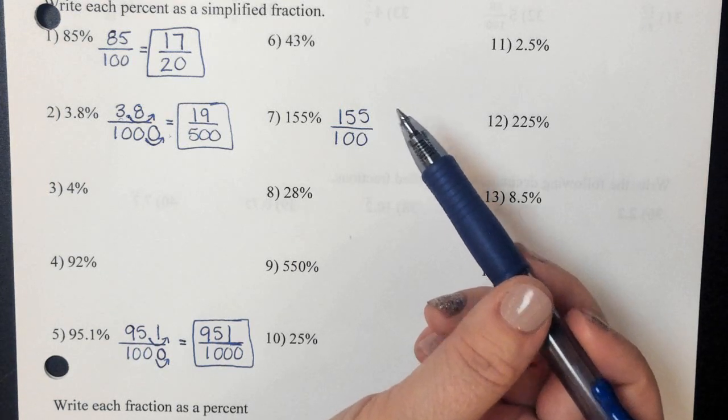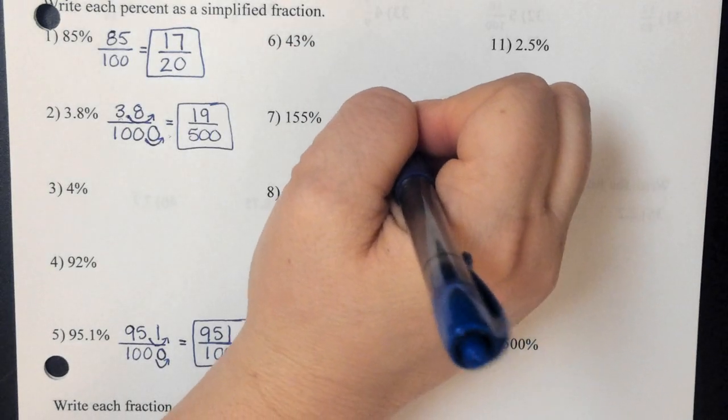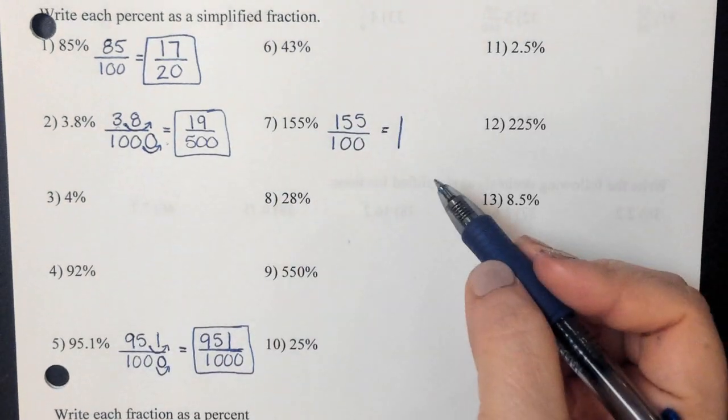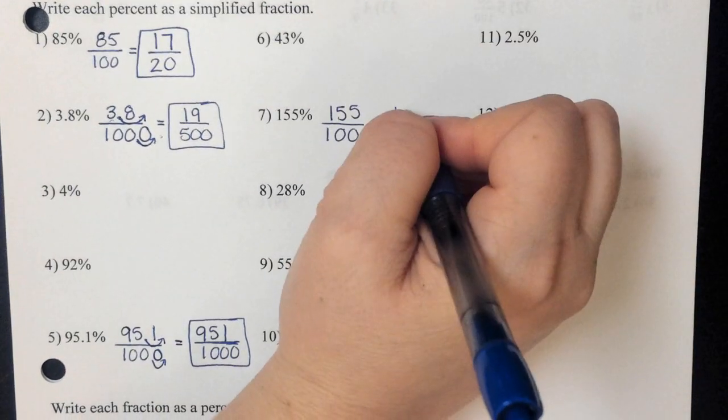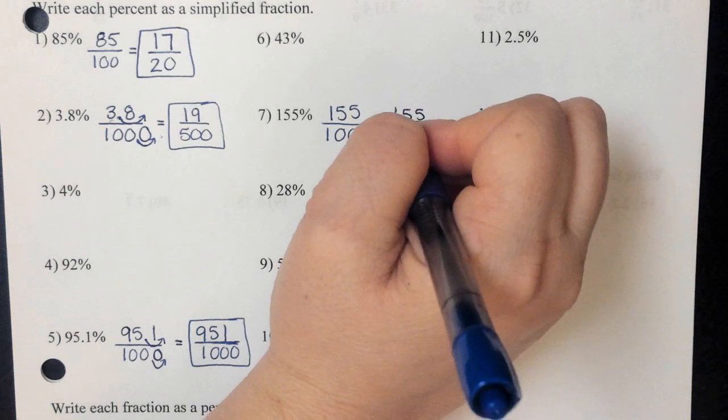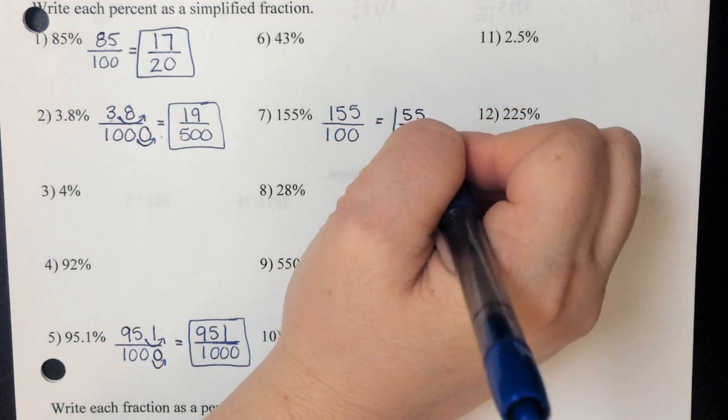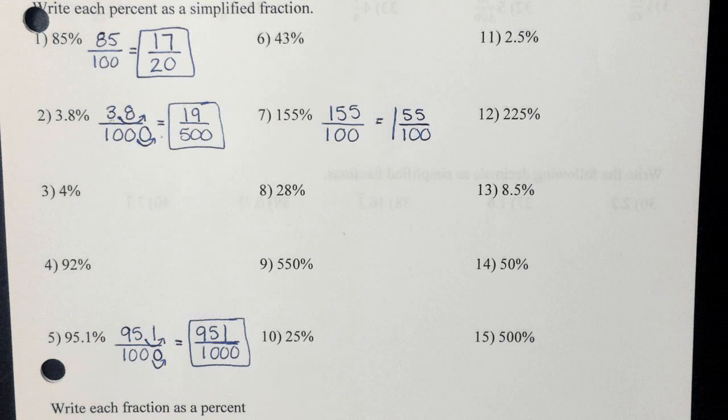Because can 100 go into 155? How many times will 100 go into 155? Once. Now, it won't go in perfectly, but it'll go in one time. I'll still have 55, though, left over, correct? So I'm going to change that to say 1 and 55 over 100. Does that look better now? So if you have a really big number, that just means you need to make it mixed. Okay?